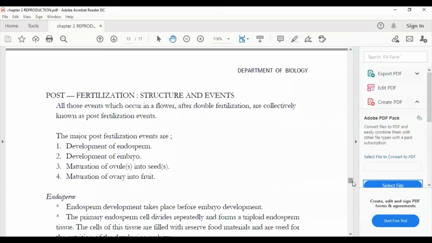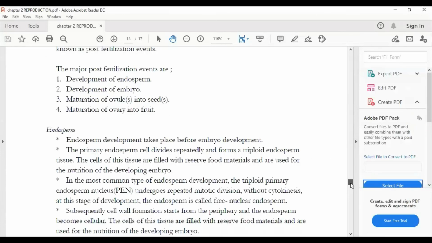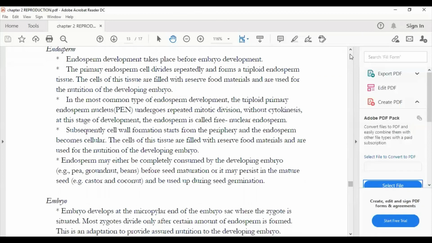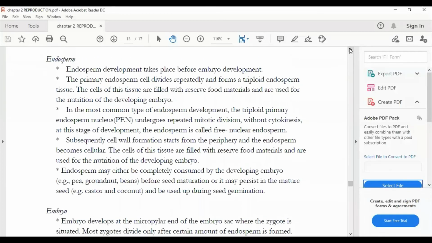Moving on to post-fertilization. So till here we had studied about pre-fertilization events and fertilization event. So now we will be moving on to post-fertilization. The major events are development of endosperm, development of embryo, maturation of ovule into seed, and maturation of ovary into fruit. So this is completely about endosperm. The sentence part or the explanations also. This can also be asked for 1 or 2 marks.